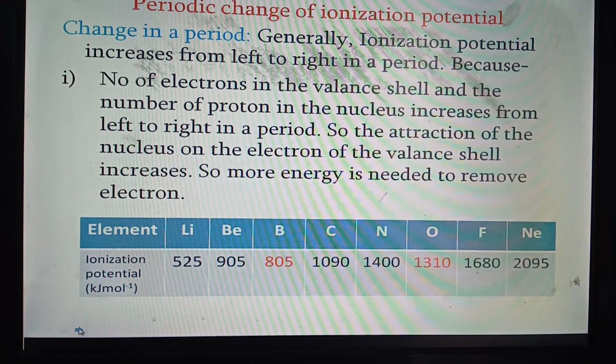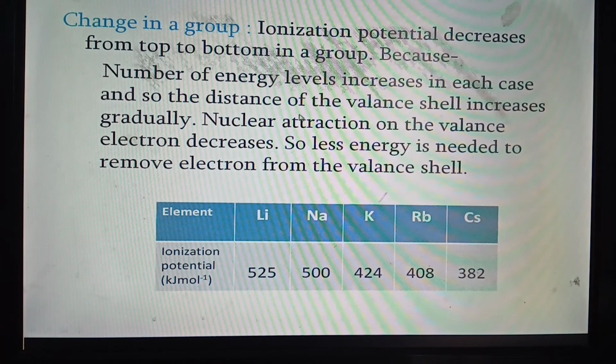Okay, let us proceed. What is the change in a group? Ionization potential decreases from top to bottom in a group. It is very natural, since in a group from top to bottom, in every case one extra energy level is added. The attraction between the valence shell electron and the nucleus decreases gradually. For this reason, less energy is required to remove one electron from the outermost energy level. So ionization potential will decrease gradually from top to bottom in a group.